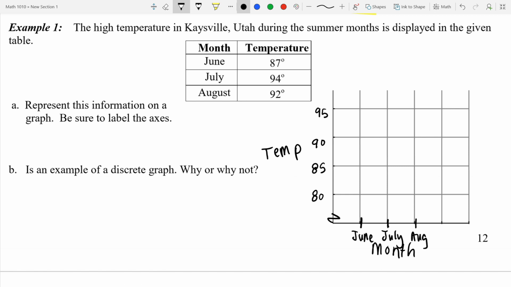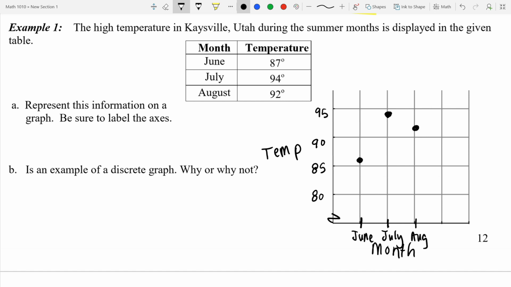So go to June, go to 87, and everybody make a dot. Go to July, go to 94, and make a dot. Go to August, and go to 92, and make a dot. And do you see how you can tell a difference now between the 94 and the 92?